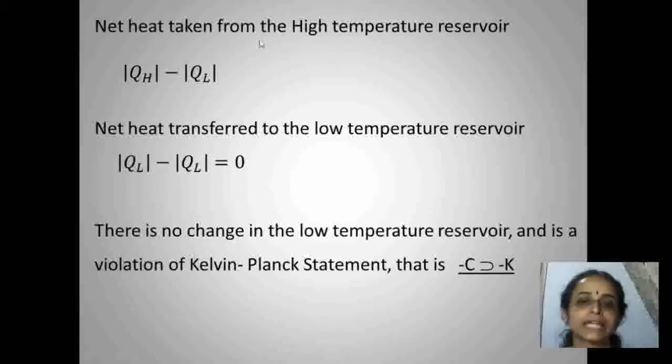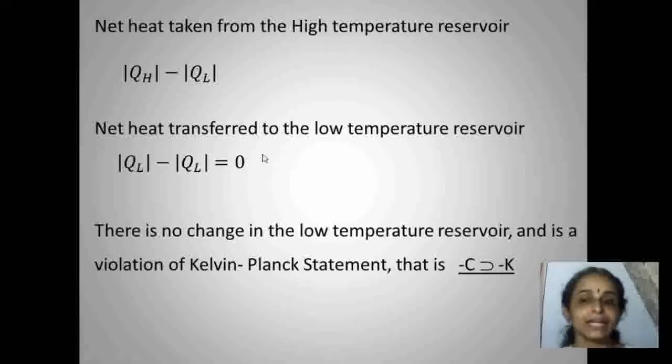That is, the heat taken from the high temperature reservoir cannot be completely transferred to work. Some quantity of heat should be rejected to the low temperature reservoir. That is the Kelvin-Planck statement. But here, what is happening? There is no net heat transferred to the low temperature reservoir, but there is a net heat taken from the high temperature reservoir. That implies this amount of work is done, or the heat taken from the high temperature reservoir is completely converted into work without any change in the low temperature reservoir. That means the Kelvin-Planck statement is violated.